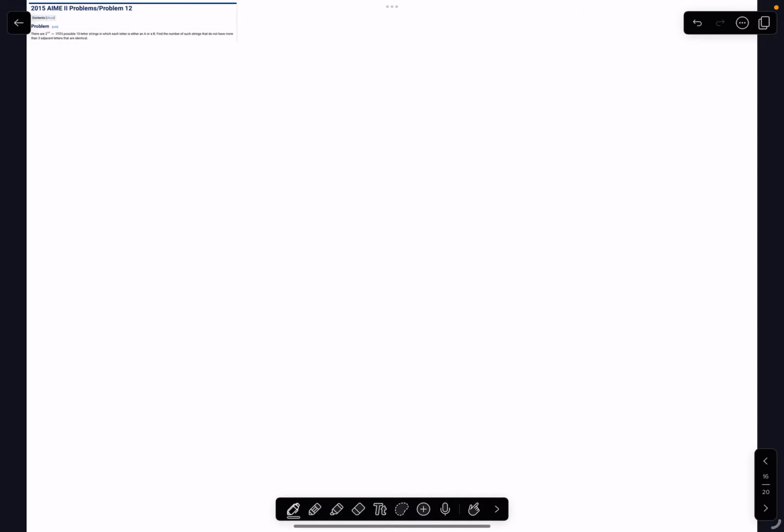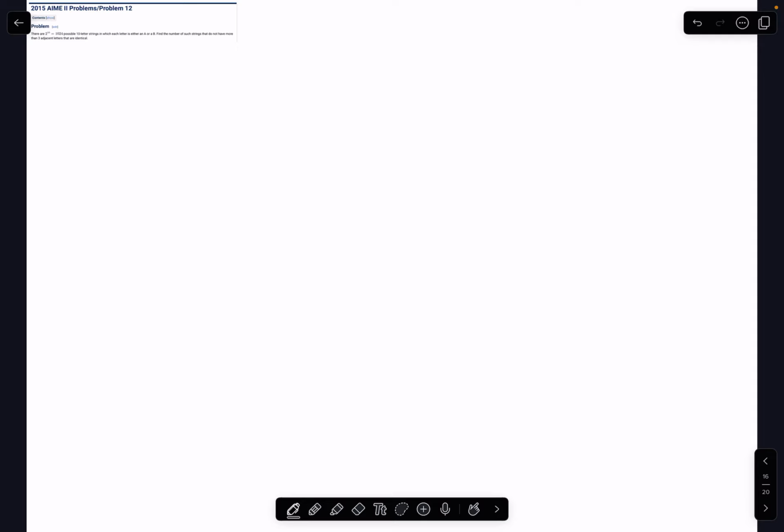So this is a problem from the 2015 AIME, and it asks: if there are 2 to the 10 possible 10-letter strings in which each letter is either an A or a B, find the number of such strings that do not have more than 3 adjacent letters which are identical.